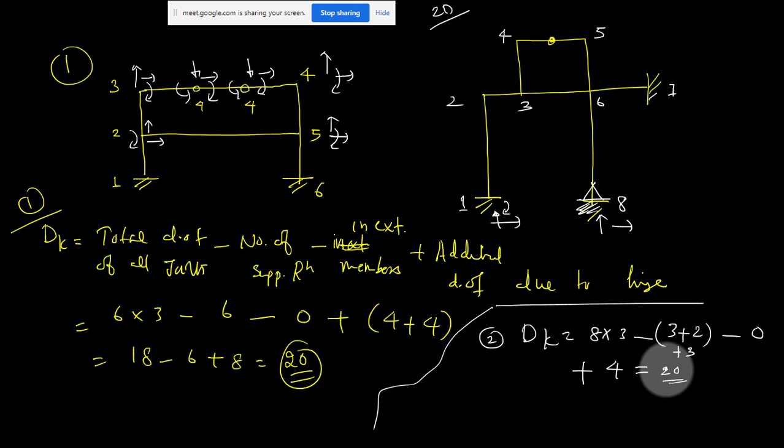I think I have made some mistake. Yeah, it is correct. 24 minus 8, 16 plus 4, 20. So what are the 20 degrees of freedom?